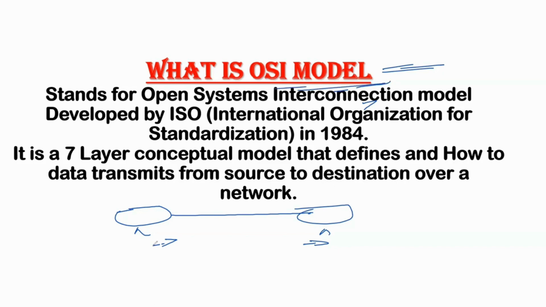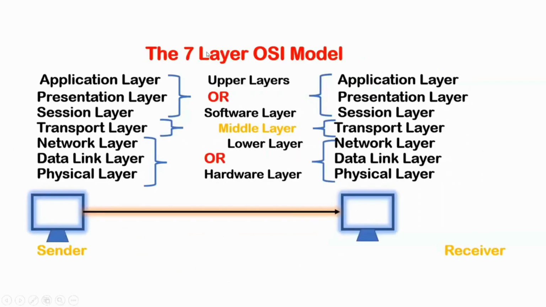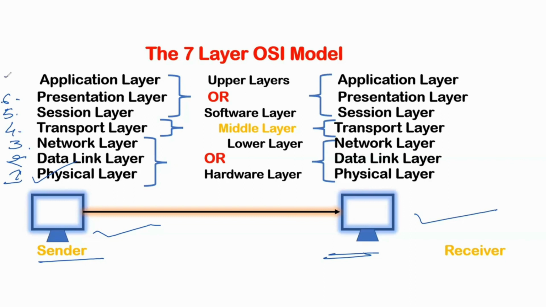It is divided into seven parts, 7 layers. If you see this picture, we have one sender and one receiver. The first layer is the physical layer. The second layer is the data link layer. The third is the network layer. The fourth is the transport layer. The fifth is the session layer. The sixth is the presentation layer, and the seventh is the application layer.